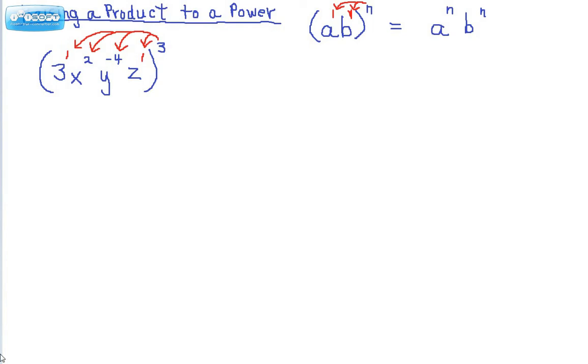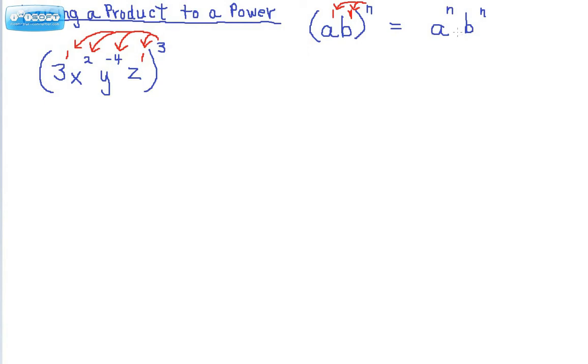Each one of our exponents inside the parentheses is an understood 1, because when you see A by itself, even though you don't see an exponent, there is an understood 1 there. Our B also has an understood 1. So we keep the base A and we multiply 1 times n and get A to the n. We keep the base B and multiply 1 times n and we get B to the n.